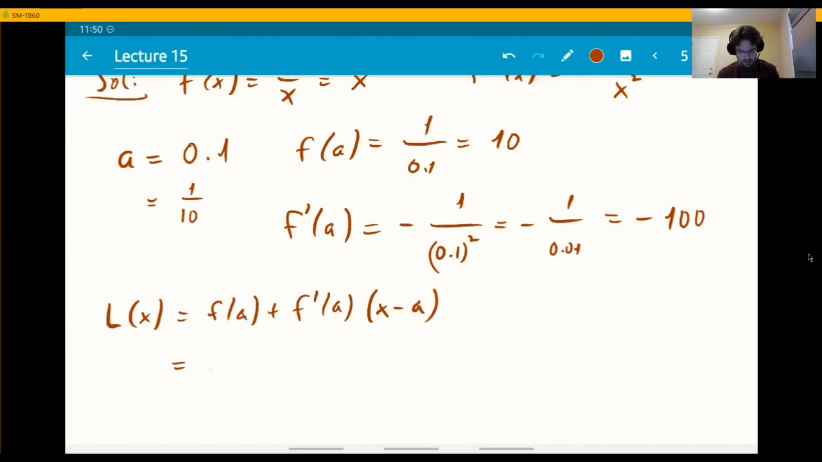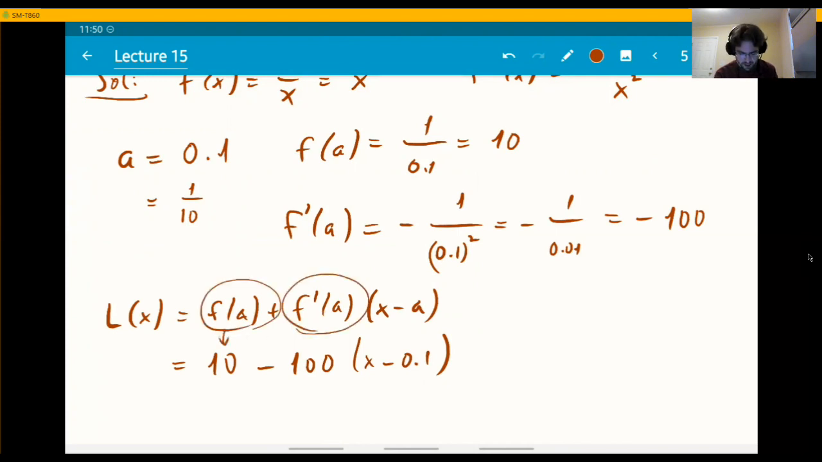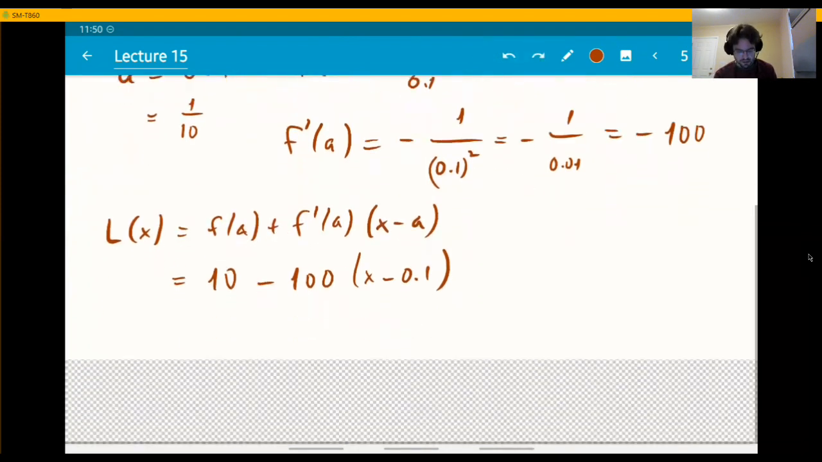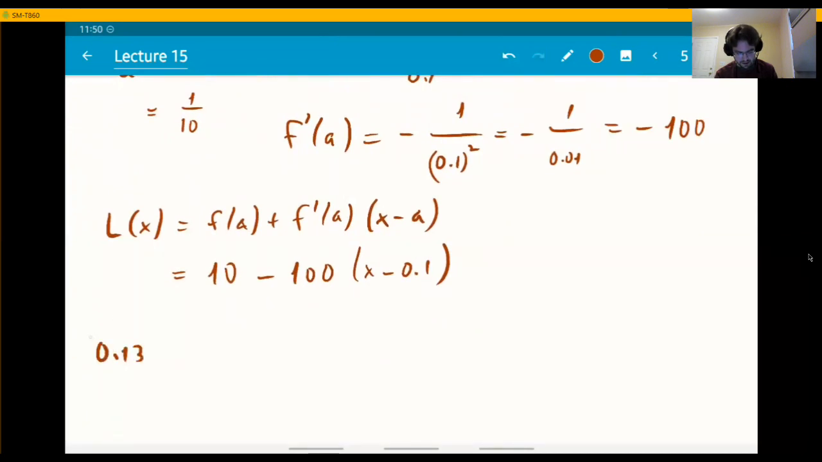F of a is 10. F prime of a I just found as minus 100. And then x minus a is x minus 0.1, or 1/10. So be careful that, for example, when you evaluate the function and the derivative, notice that we evaluate those at the number a, not at the number that would be 0.13 in this problem. That is the number that we're going to plug in for x now, not a. So 0.13 inverse is the thing that we want to find, which is f of that.